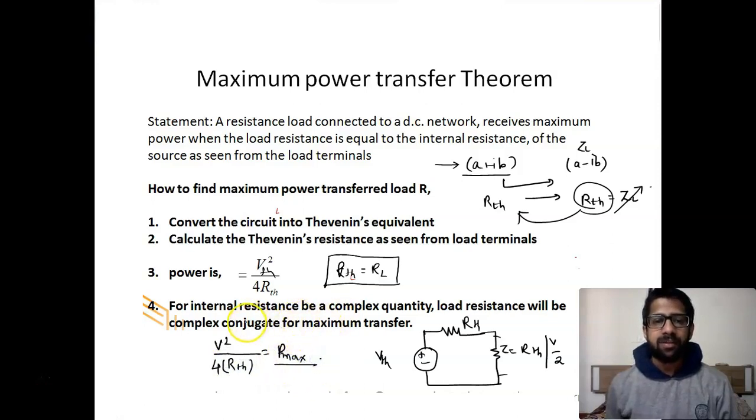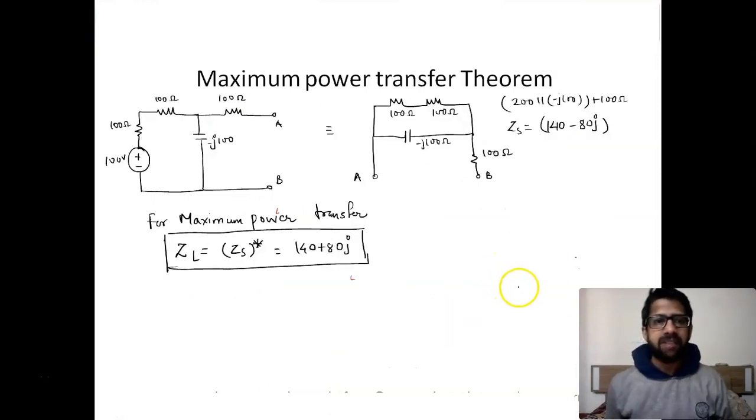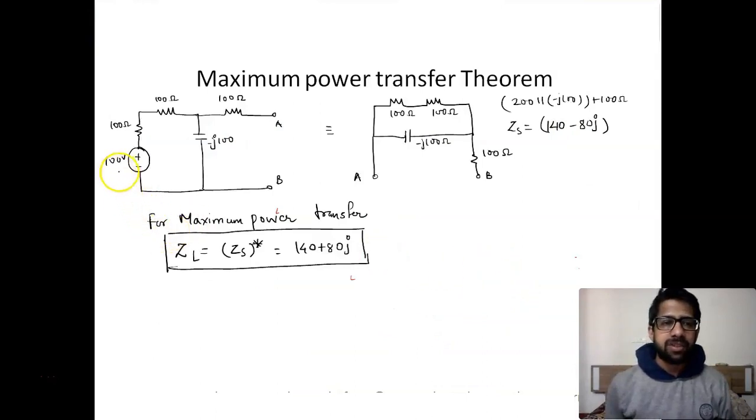Alright. If the internal resistance is a complex quantity, the load resistance will be the complex conjugate for maximum transfer. That's what I explained. Let us see an example wherein we are given a source of 100 volts, and then there are some resistances. There is some complex resistance of minus j100 ohm as well. So let us find out what resistance we must connect for maximum power transfer between terminals A to B.